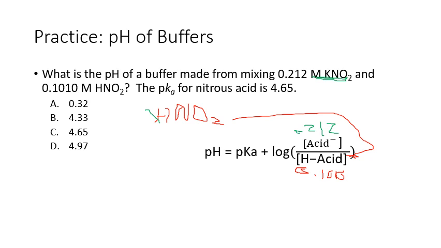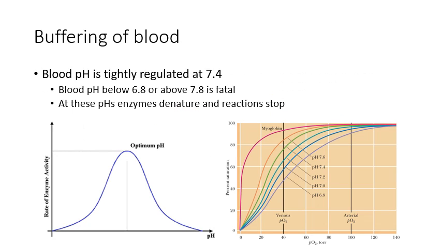So we have the log of 0.212 divided by the log of 0.101. And we would also need the pKa. The pKa is 4.65. So 4.65 plus the log of 0.212 divided by 0.1. And if you were to put those into the calculator, you would get an answer for that, and you would pick the answer from there.